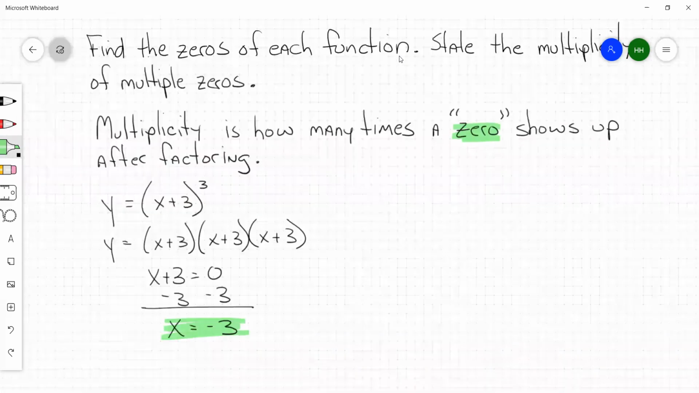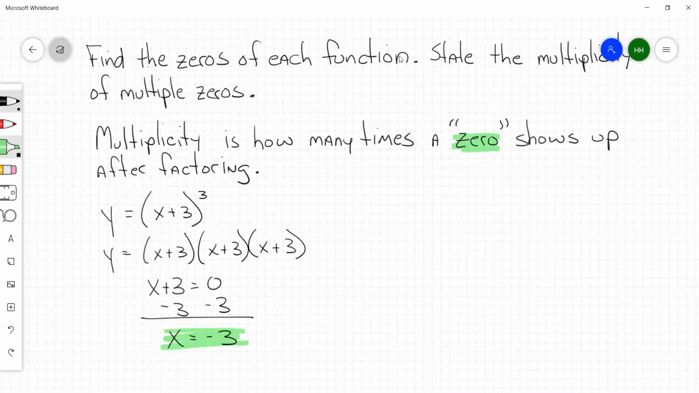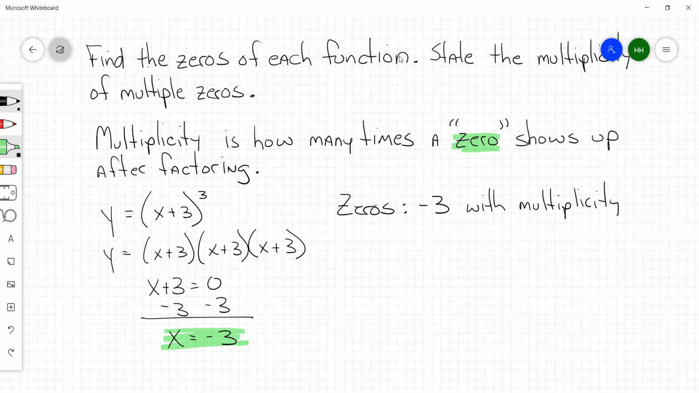All right, so find the zeros of each function. Your zeros of this function are negative 3. State the multiplicity. So your zeros are negative 3 with multiplicity of 3 because it showed up 3 times, or it will show up 3 times if you solve for each of these factors. All right? That's what multiplicity means. It's how many times a 0 shows up after factoring.